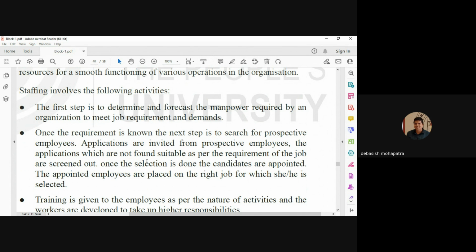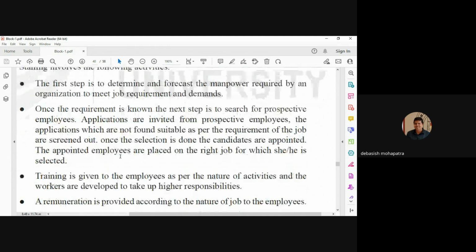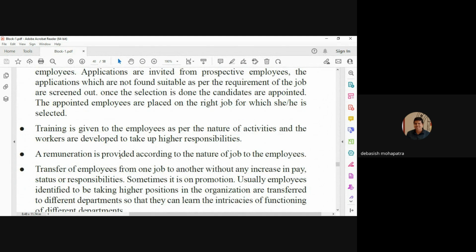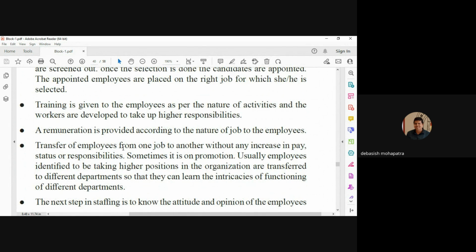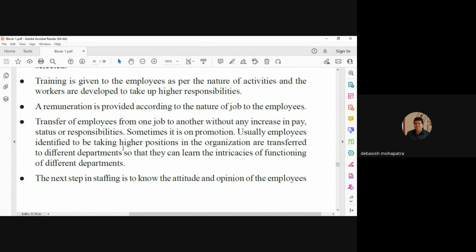So when the requirement is known, the next step is to search for prospective employees. Applications are invited, and the applications which are not found suitable as per the requirement of the job are screened out. Then training is given to the employee as per the nature of the activities, and the workers are developed to take up higher responsibility. A remuneration is provided according to the nature of the job. Transfer is the movement of an employee from one job to another without any increase in pay, status or responsibility.